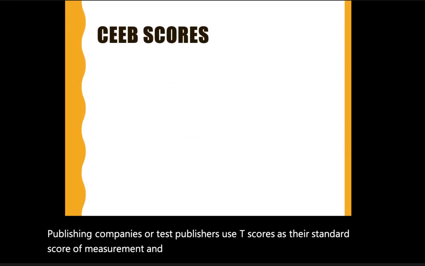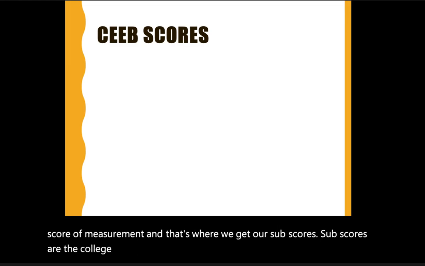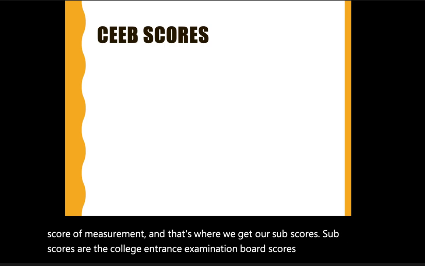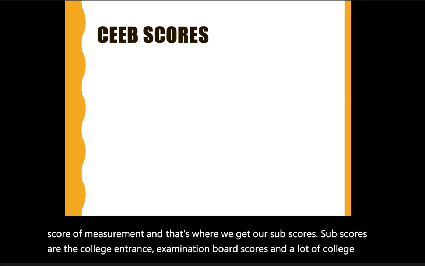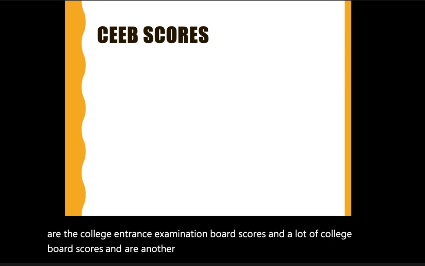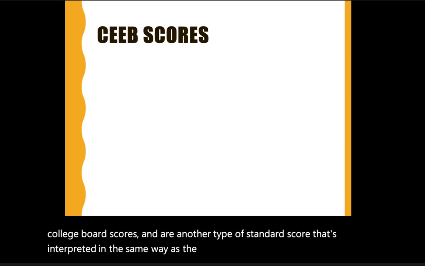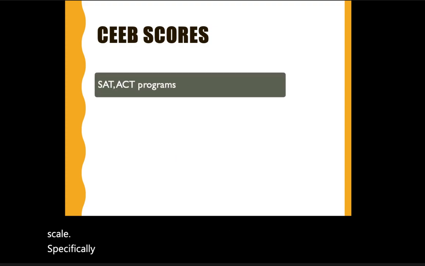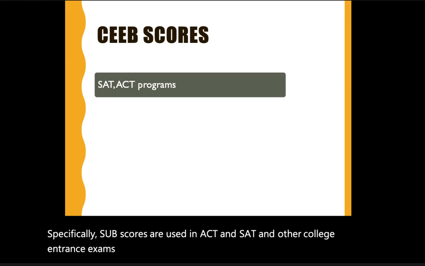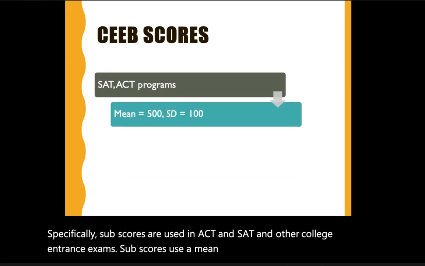And that's where we get our CEEB scores. CEEB scores are the College Entrance Examination Board scores, and College Board scores are another type of standard score that's interpreted in the same way as z and t scores, but they use a different scale. Specifically, CEEB scores are used in the ACT and SAT and other college entrance exams. CEEB scores use a mean of 500 and a standard deviation of 100.